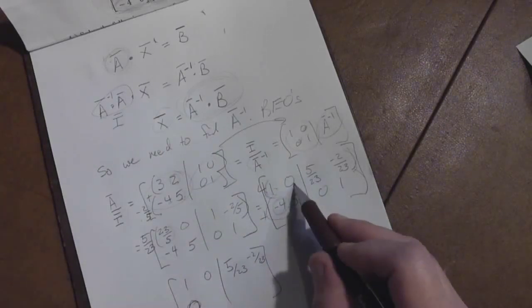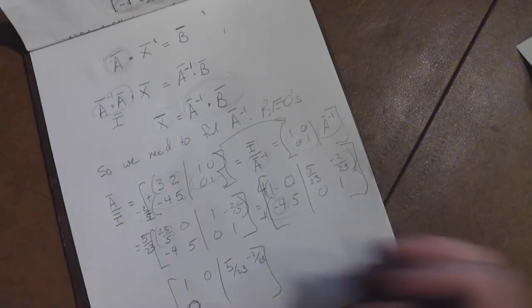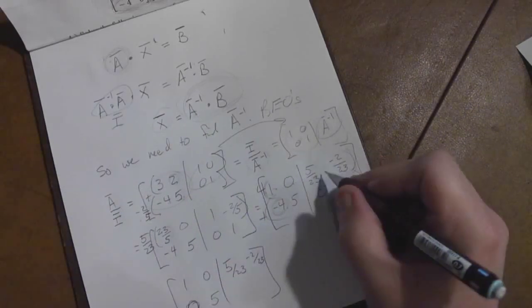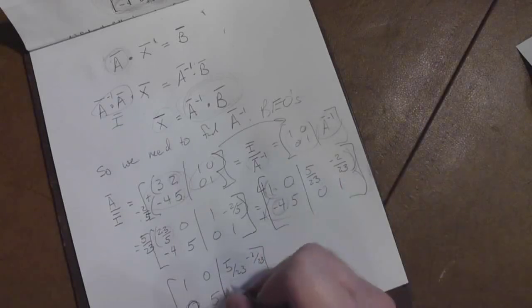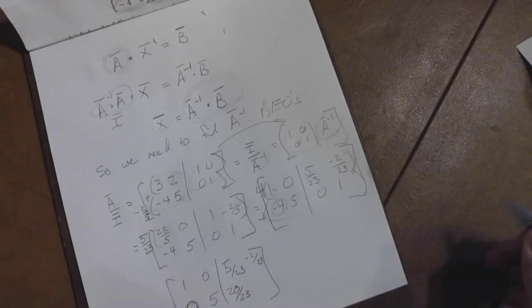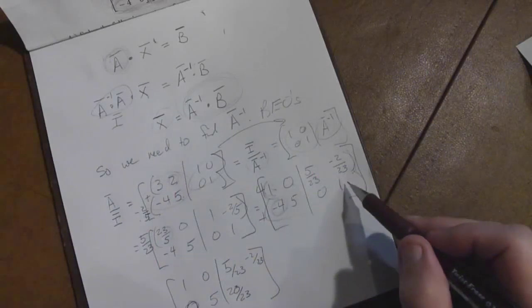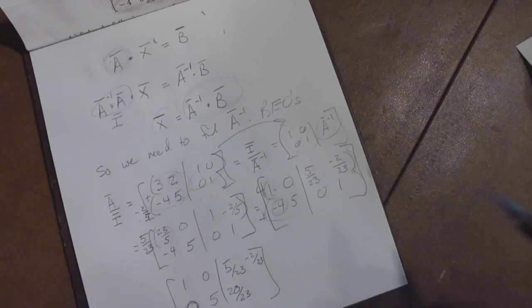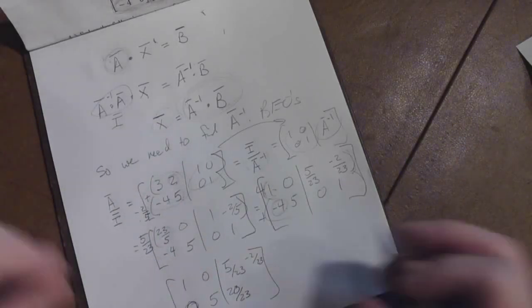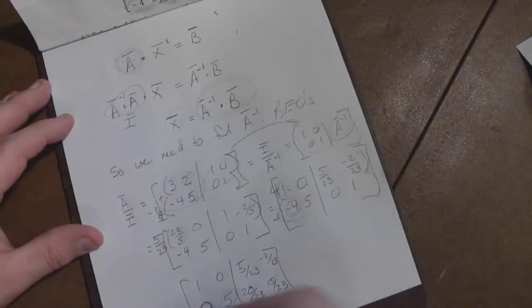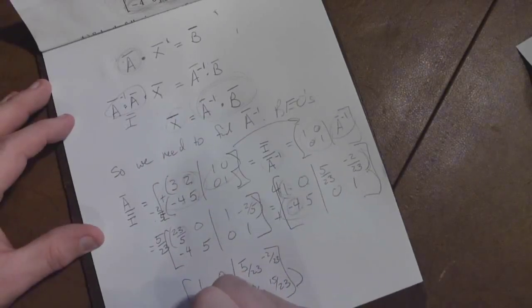Now, 4 times 0 is 0, so 0 plus 5 is 5. That doesn't change that value at all. But 4 times 5/23 becomes 20/23, and 20/23 added to 0 is 20/23. And then lastly, 4 times -2/23 is -8/23, and -8/23 added to 1, well, 1 would be another 23/23, right? So -8/23 added to 23/23 would become 15/23. All right? And then lastly, what we have to do is make this into a 1 by dividing a 5 from each of those values, or multiplying 1/5 throughout that entire row.